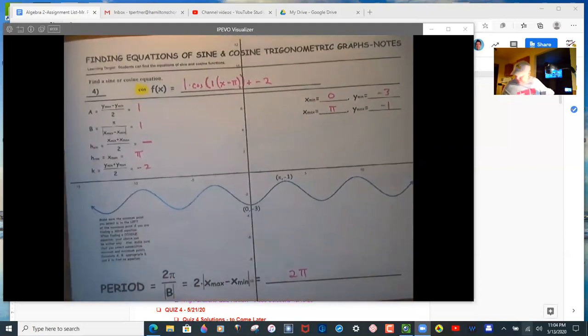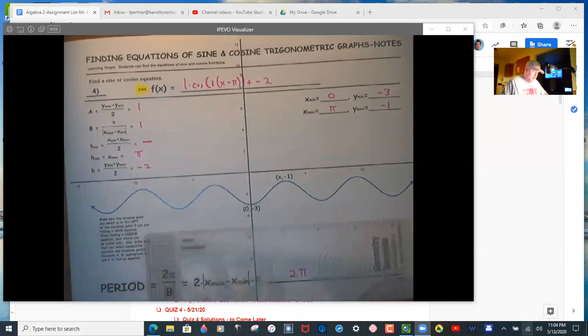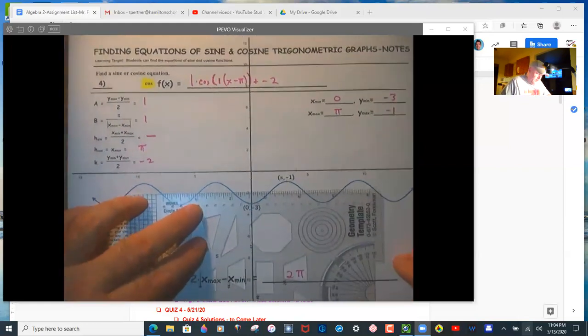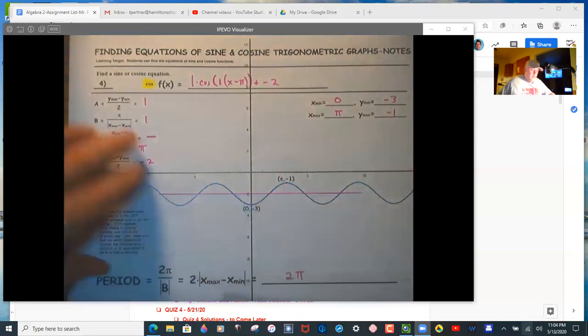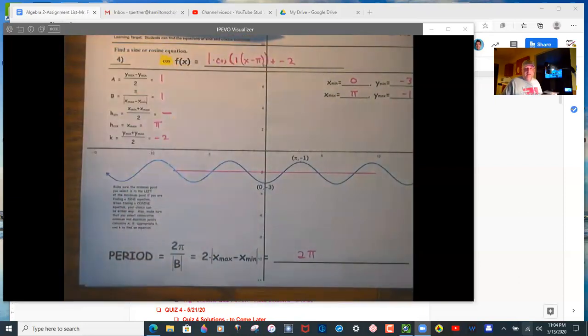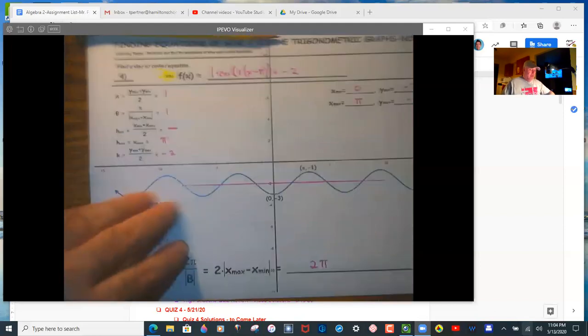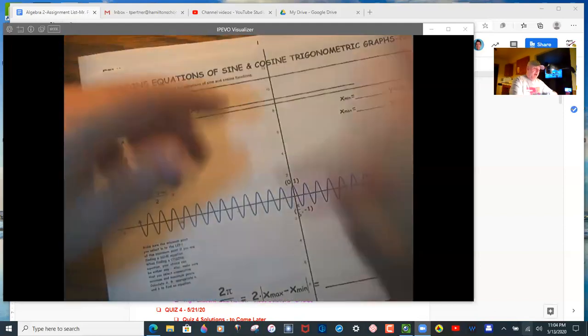I did it with my ruler. If I drew the midline through this for a little ways, the height above and below, that's your amplitude. It's really easy to get a and k. Okay, problem 5.